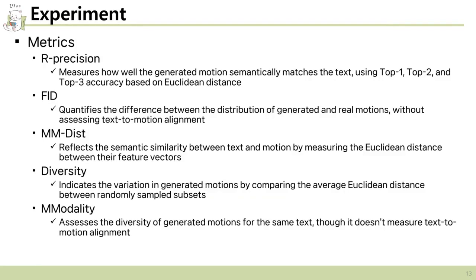To evaluate the performance of ParCo, several key metrics were used. Precision, which measures how well the generated motion matches the text input. FID, which quantifies how similar the generated motions are to the real ones. Multimodal Dist, which reflects the semantic similarity between the text and motion. Diversity, which measures the variation in the generated motions. Multimodality, which assesses how varied the generated motions are for the same text input.